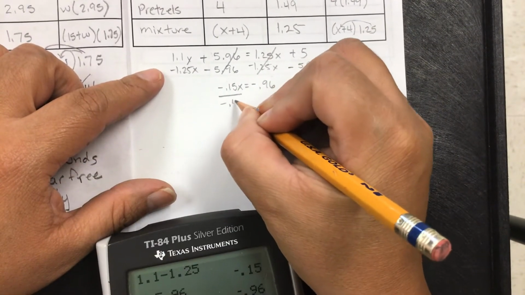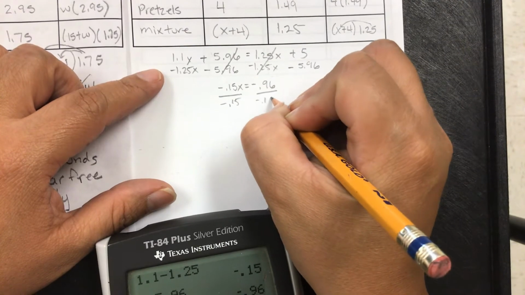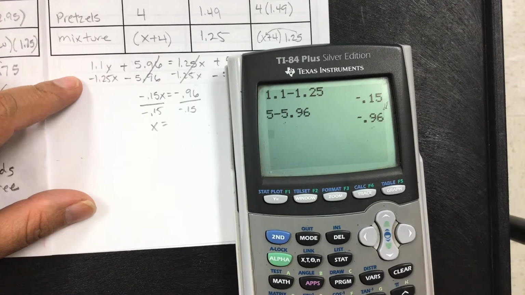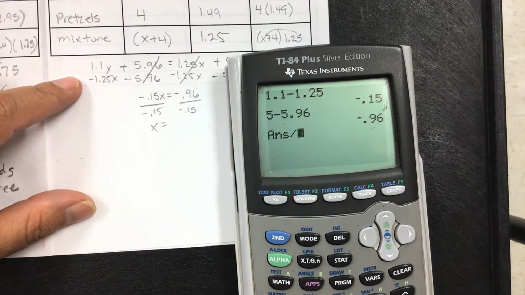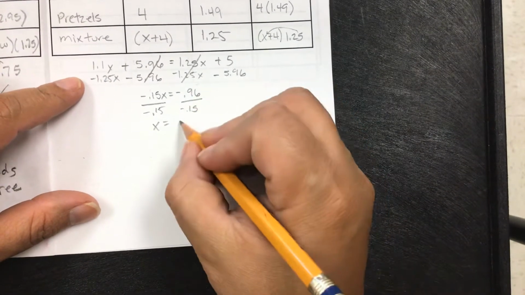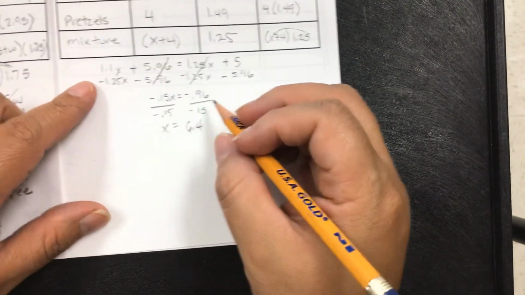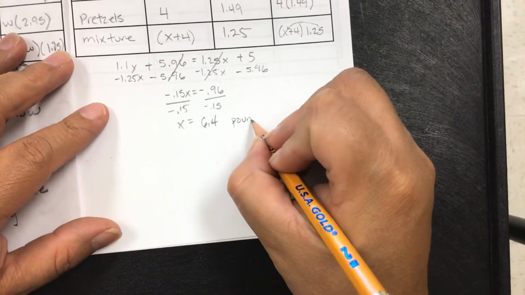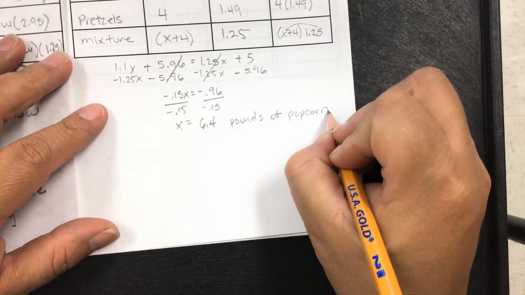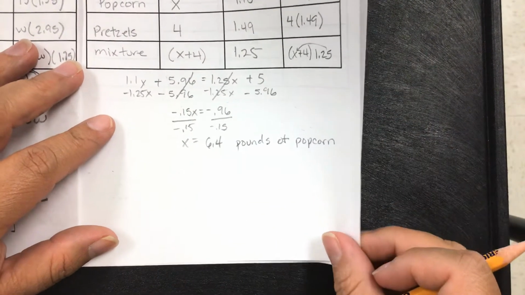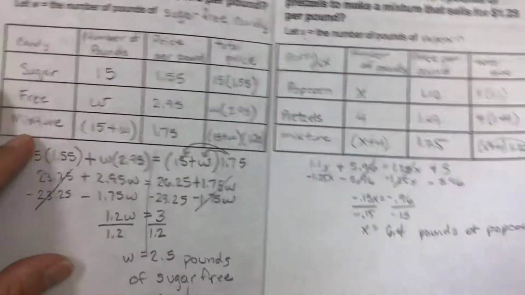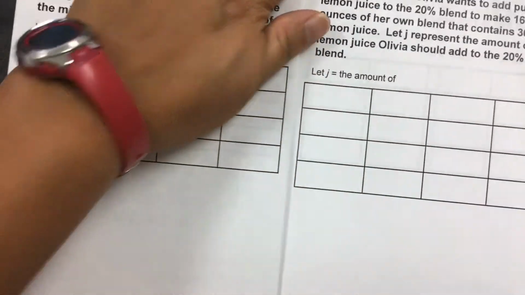Divide by negative 0.15 on both sides. X is equal to, so divided by a negative 0.15, 6.4. That means that we need 6.4 pounds of popcorn to be added to our mixture of 4 pounds of pretzels.